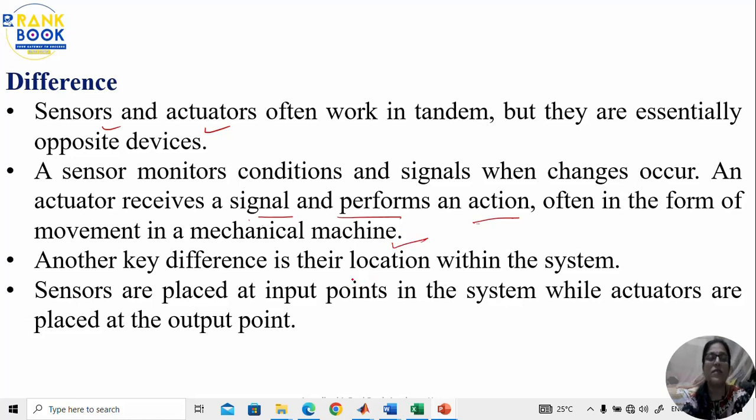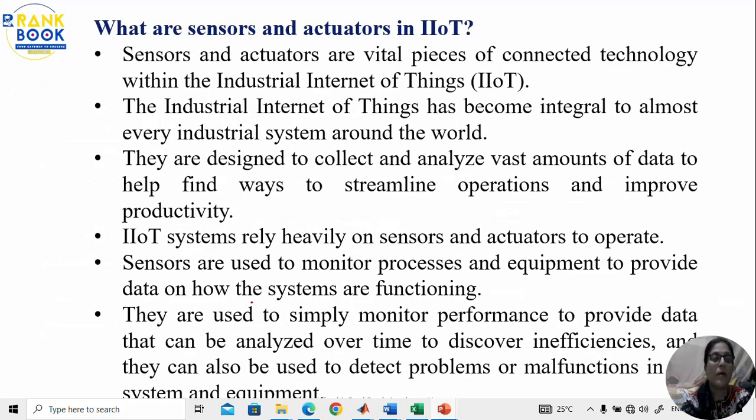Another key difference is their location within the system. Sensors are placed at the input points in the system, while actuators are placed at the point of output. So we have to differentiate between sensors and actuators, especially in IIoT, that is, Industrial Internet of Things.